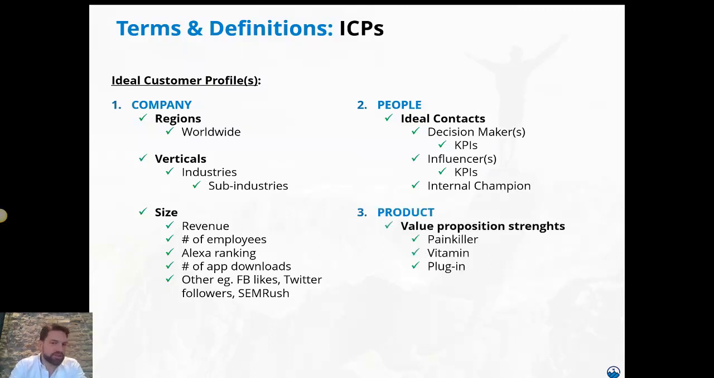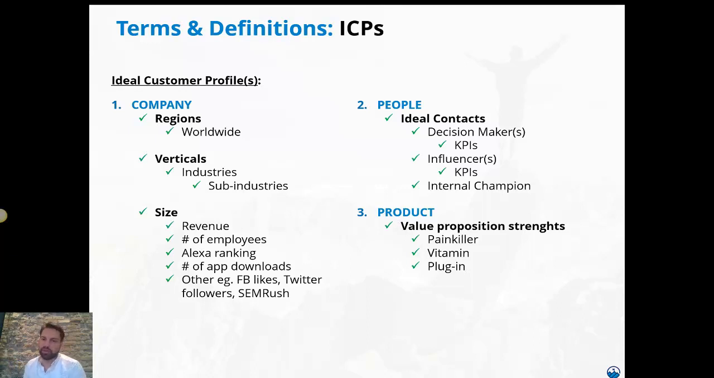Then the product is something we also map in the ideal customer profile. So we basically categorize product into three categories. We have the painkiller, the vitamin, and the plugin. And the painkiller is basically a product that has a direct impact on the profit and loss of the company. So you can basically easily build an ROI calculator.